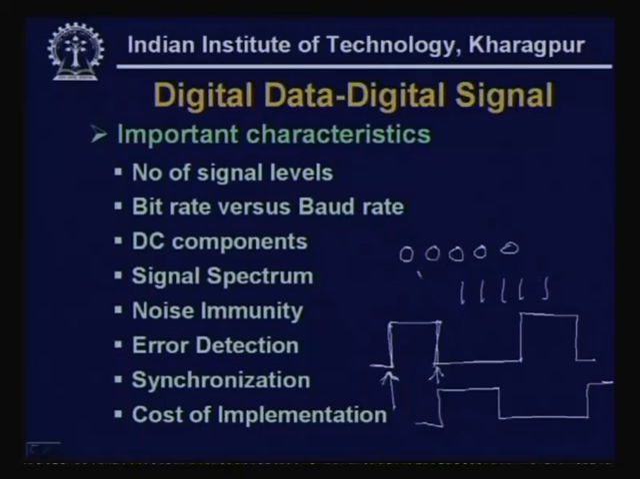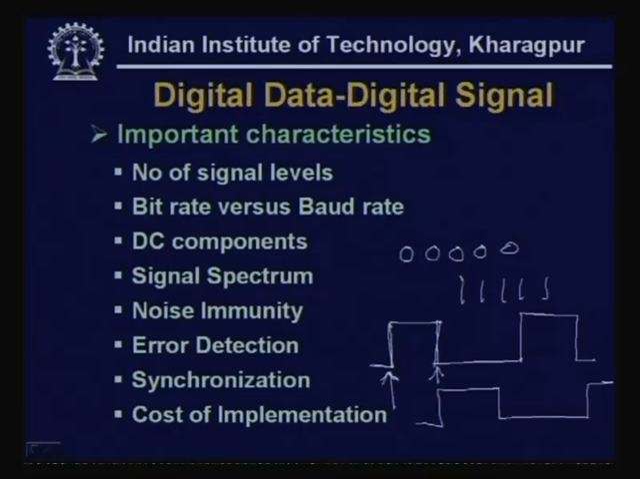That means, suppose you are sending a long sequence of 0s or a long sequence of 1s. If the encoded signal does not have enough transitions, then the phase lock loop will not be able to regenerate the clock. So, it is necessary to have enough transitions in the signal for the purpose of synchronization. So, while doing encoding, we have to take this synchronization aspect into consideration. Finally, we have to see the cost of implementation, because ultimately you have to encode the signal with minimum cost. So, these are the important characteristics you have to look into for encoding.